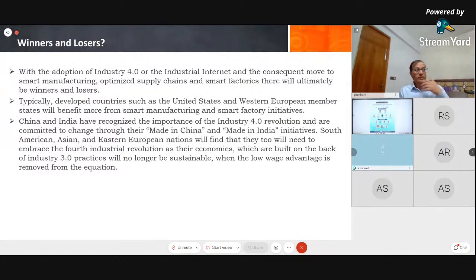Now, with the advent of Industry 4.0, there might be a question like who's going to be the winner and who's going to be the loser. Definitely, when there are winners, the others should be the losers as well. But with Industry 4.0, there are more winners than losers. If you look at developed countries like the United States and the European Union, these are the companies that can easily implement this Industry 4.0 concept. They can quickly convert to smart manufacturing sites.